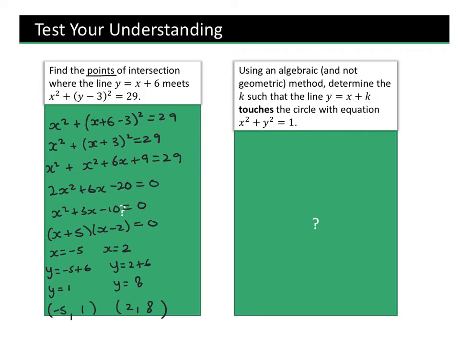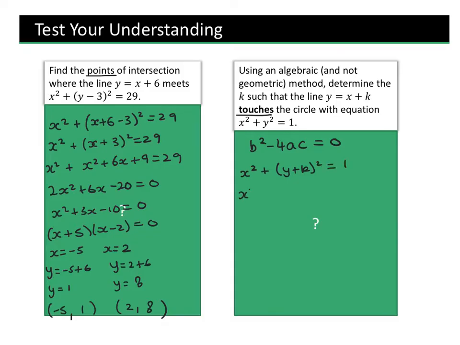Using an algebraic method, determine the values of k such that the line y equals x plus k touches the circle. So if it touches, it means it has one solution. So we've got to be able to find our values of k. We know that b squared minus 4ac equals 0. Before we start that, we need to have one equation. So I'm going to substitute in y equals x plus k into the equation.